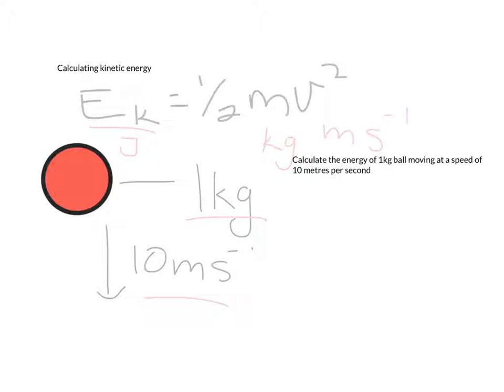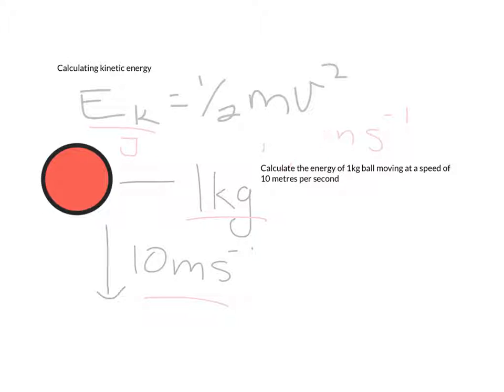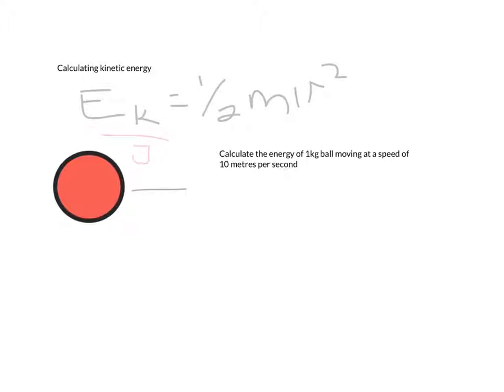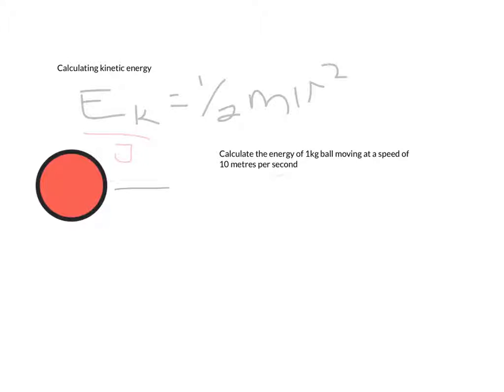So a typical sort of question would be something like this one. Calculate the energy of a 1 kg ball moving at a speed of 10 meters per second. So let's go ahead and rub out some of this so we've got a little bit more room. Okay, so all we have to do here is, I'll put the pencil on.